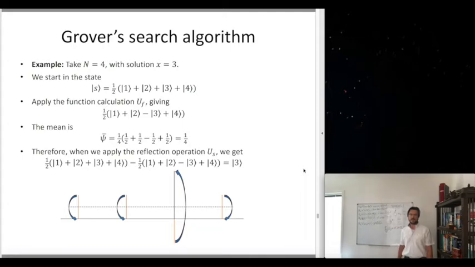The result will be 3, so the desired state that we're looking for. Okay, and you see you increase the probability of measuring the system in that state, so of getting that result.